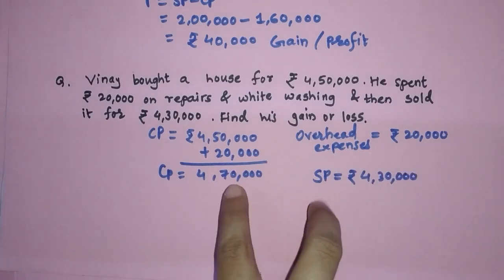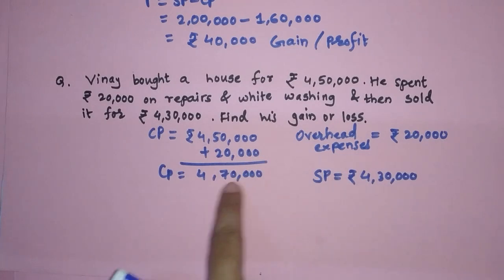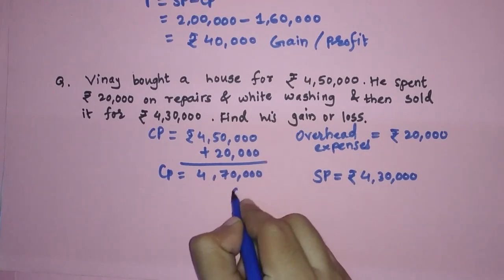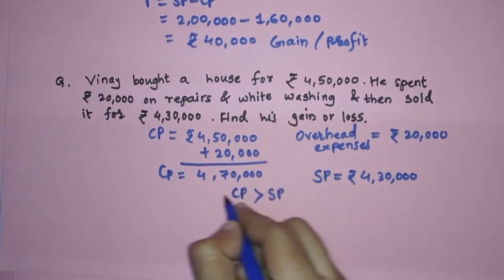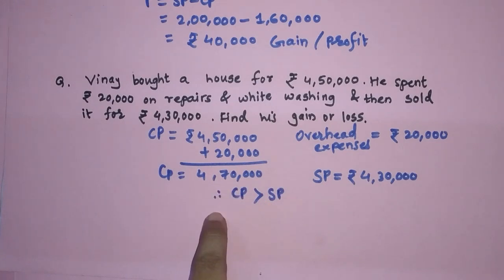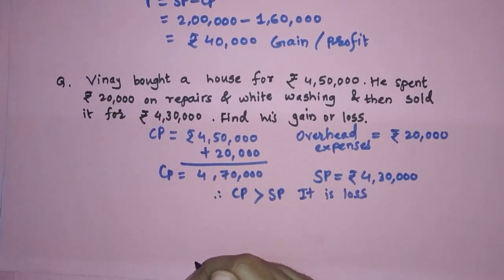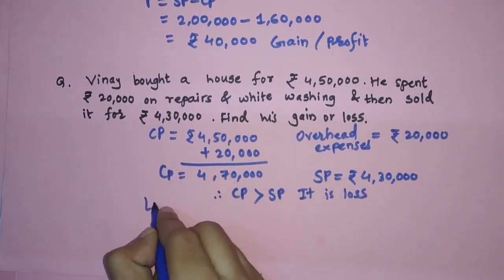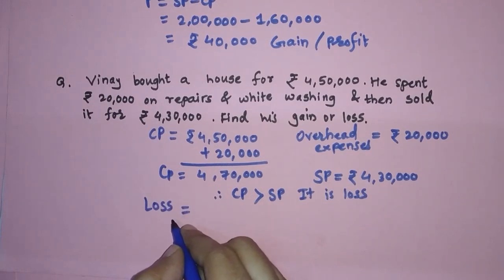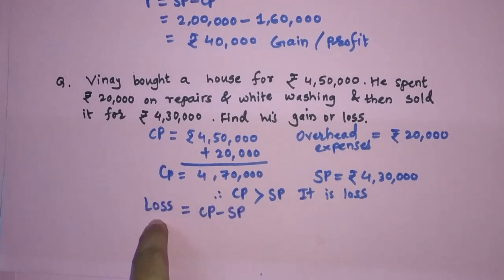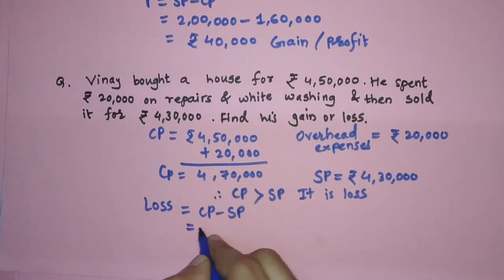At this stage we have both values, cost price and selling price, so it's time to compare them. The cost price is more than the selling price, and it is obvious that when the cost price is more, it is a loss for Vinay. In this loss transaction, we'll find how much loss he got. Loss incurred is equal to CP minus SP. Always remember, a loss is incurred when the cost price of an article is more than its selling price. So just perform the subtraction.